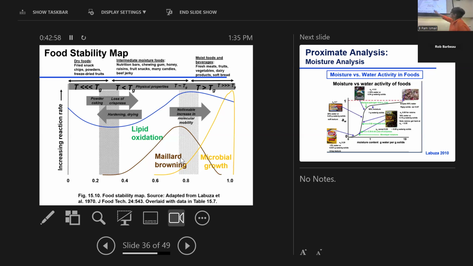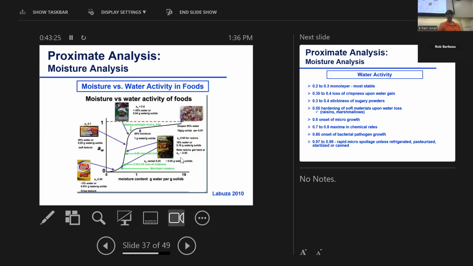So yeah, and then here it shows you, for example, Maillard browning, maximum is between 0.6 and 0.7. You get highest activity. And then at very high moisture content, above 0.8, 0.85 to 0.95, you start getting microbial growth happening, spoilage, and pathogens. So this is also taken from Labuza's book on water activity. It really shows different products.